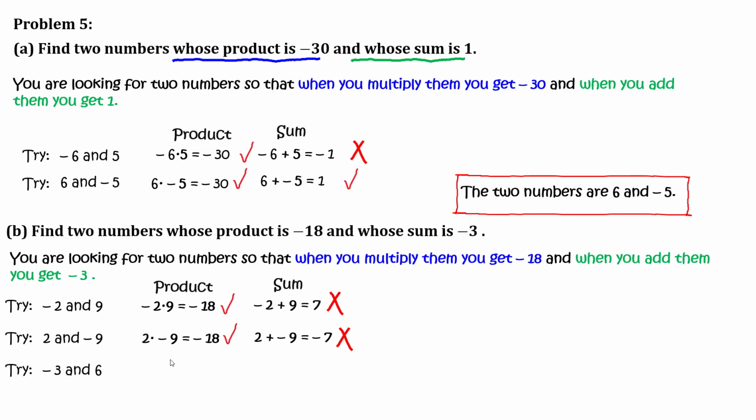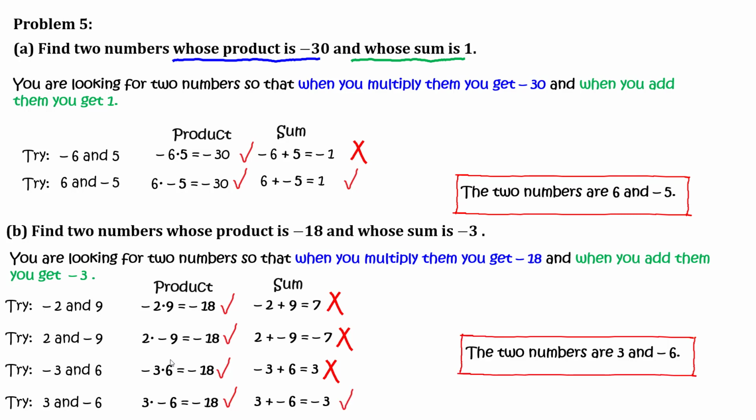What about negative 3 and 6? Negative 3 times 6 is negative 18, so the product checks. Negative 3 plus 6 is 3, not negative 3. So the sum doesn't check. What about if we swap the signs? 3 times negative 6 is negative 18, so the product checks. 3 plus negative 6 is negative 3. So the sum also checks. All right, so my two numbers must be 3 and negative 6 then, okay? So that's what I want you to do for the second part of the homework.